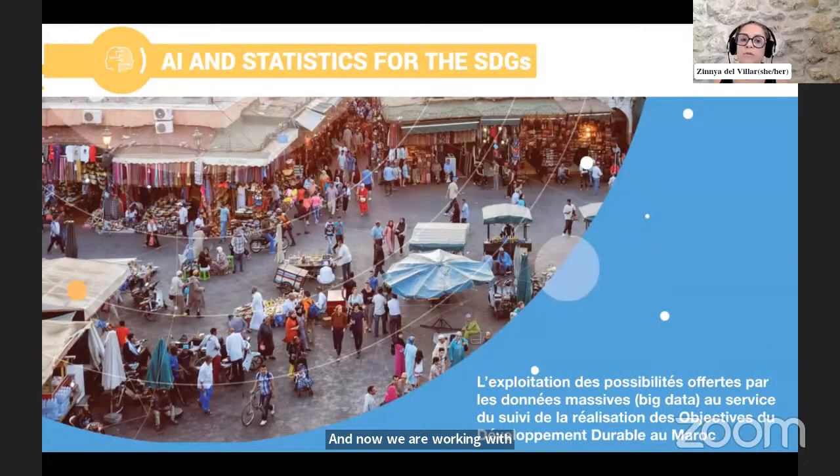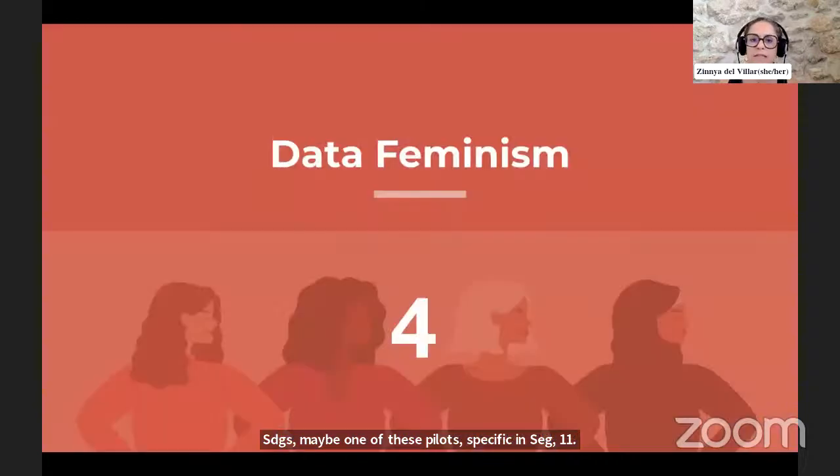This is very interesting because we are doing a benchmark of how they are doing in general in the SDGs, and we will do 3 pilots about different SDGs. Maybe one of these pilots is specific to SDG 11, but this is a very high-level structure, a diagnostic monitor of how the countries are working on their SDGs in particular.